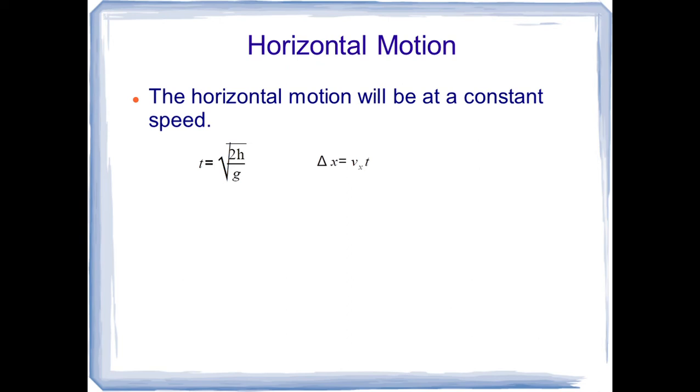So we can actually combine these two equations and get the idea that the horizontal motion just depends on how fast it's going and how high above the ground it was. How far it lands away depends on those two things. So the initial speed in the x direction multiplied by the square root of 2 times the height that it's launched from divided by the acceleration due to gravity.